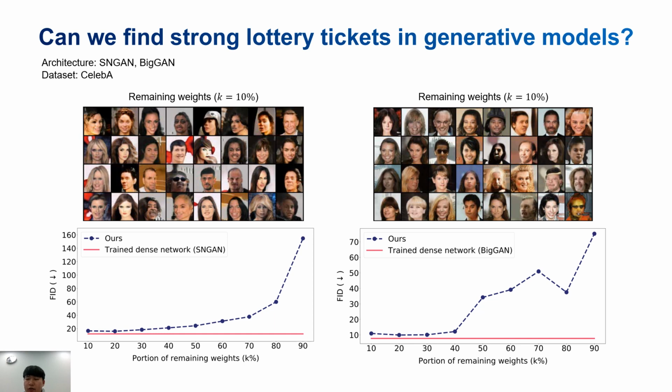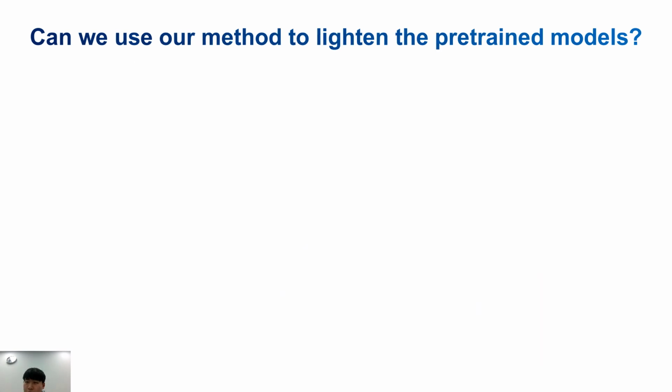Till this slide, we have observed the existence of strong authority tickets. Let's move on to the next experiment. As I mentioned before, our method is proposed to obtain lightweight networks from a randomly initialized network. I'd like to expand on this aspect. The question arises whether our method can obtain lightweight networks from pre-trained models. So the second question is, can we use our method to lighten pre-trained models?